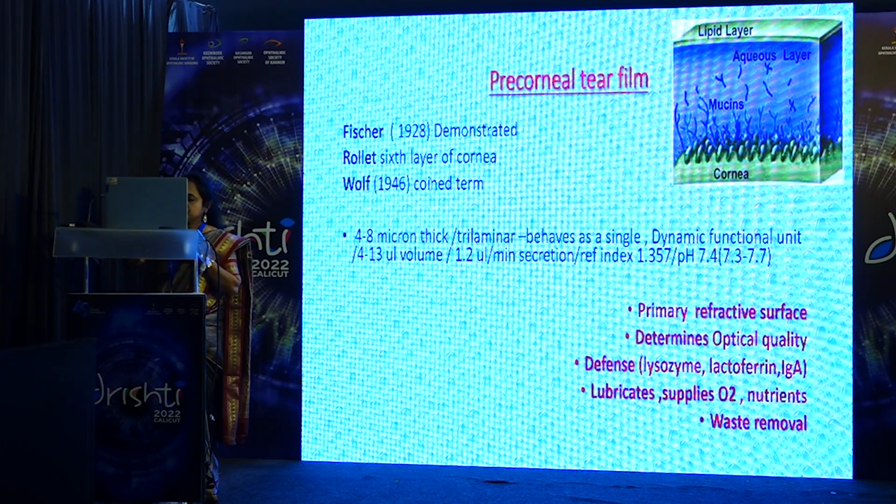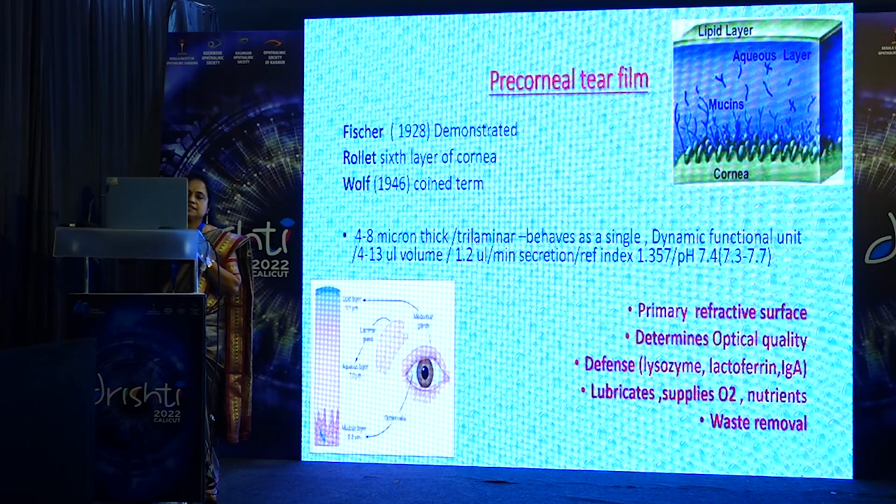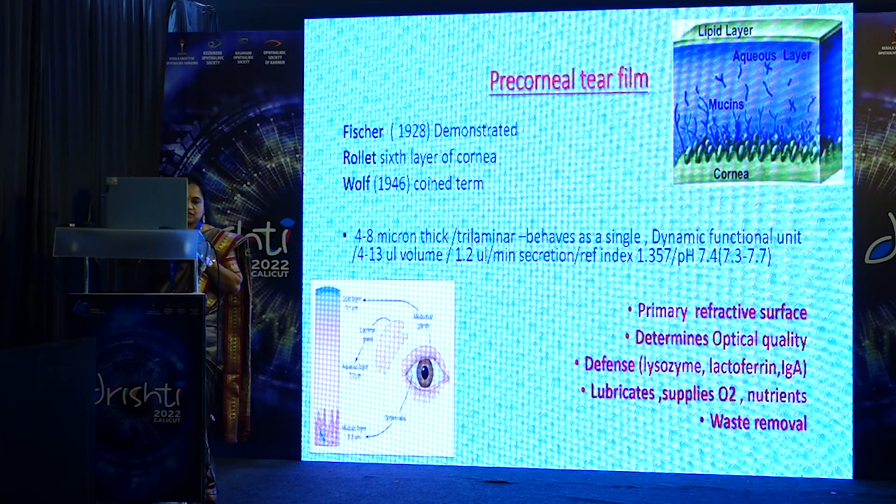optical quality. As we all know, it's a trilaminar layer. The aqueous layer constitutes the major middle part, which has a role in defense. It lubricates, and supplies oxygen, nutrition, waste removal, etc. But it is attached to the hydrophobic ocular surface by the microvilli of the mucin layer, which is the innermost layer secreted by the goblet cells, and the outermost lipid layer helps in stability and resists its fall against gravity by its surfactant effect, and that is secreted by the meibomian glands.